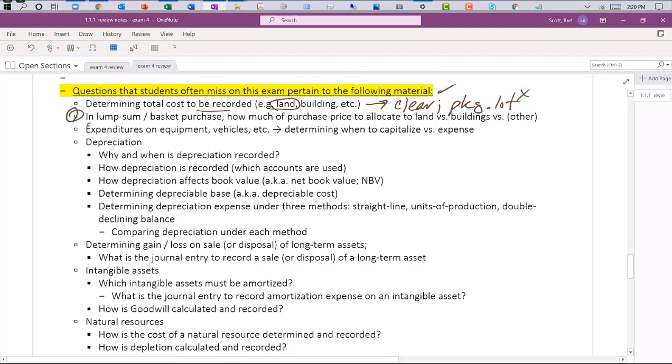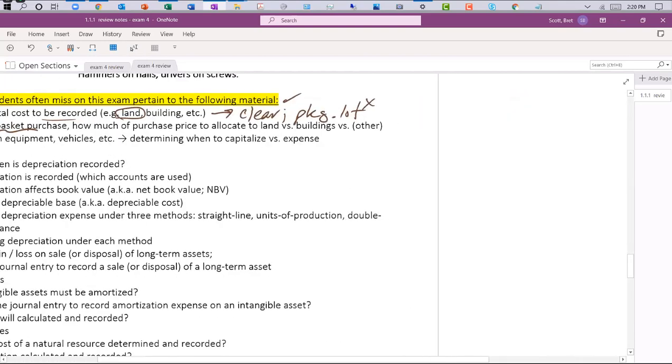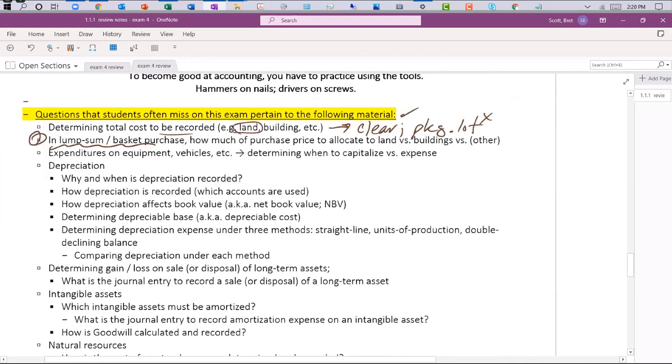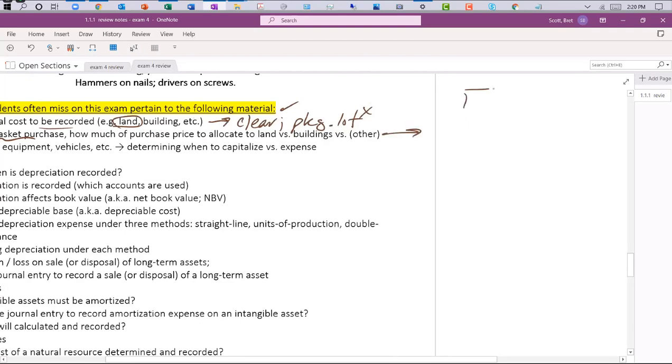This is one that people tend to miss quite a bit too, the lump sum purchase or the basket purchase. We walked through an example in class. The book has its way of doing the calculations, and I showed you more of a visual way of seeing them. But realize that when it comes to the basket purchase, we pay some big lump sum amount, but what we get is potentially two very heterogeneous items like the land and the building.